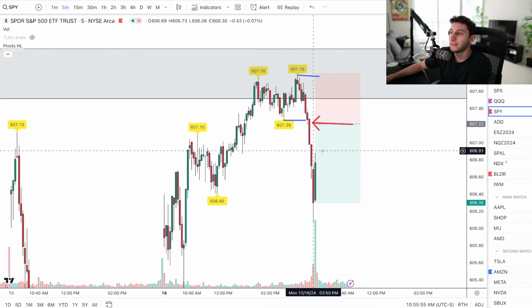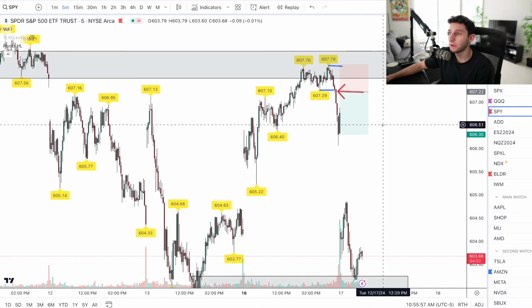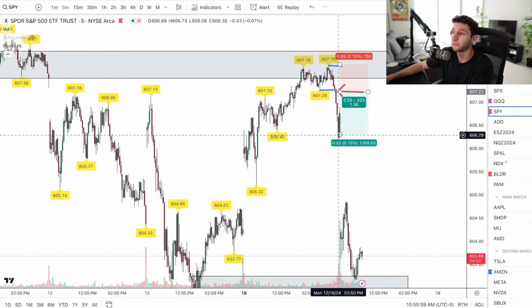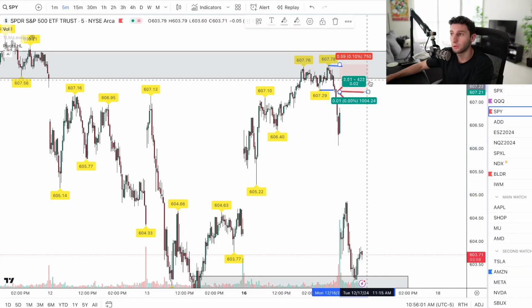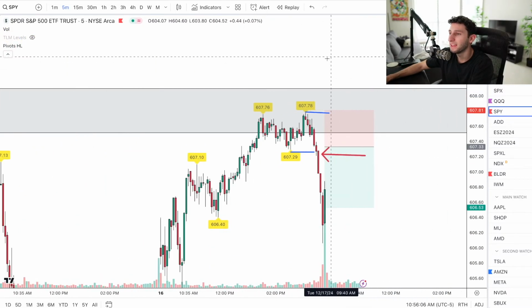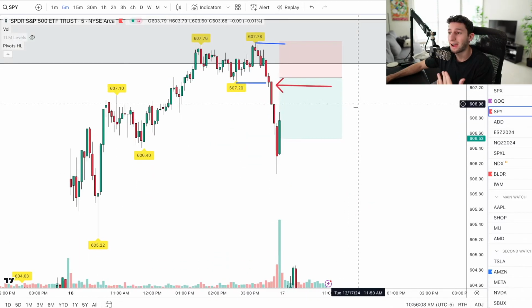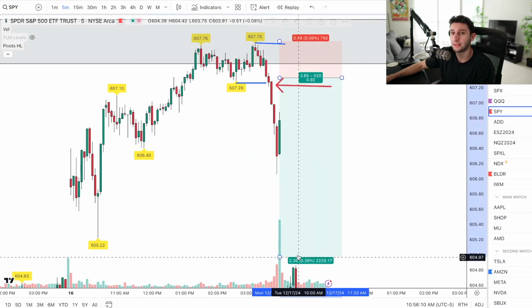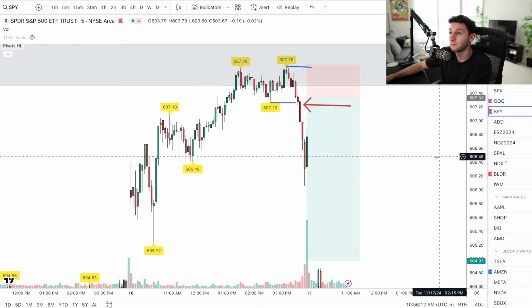All right. Then what we can still do at this point is target the higher time frame targets down low, right? We're using a lower time frame stop loss and a higher time frame target. That's how you get these crazy risk rewards and make a ton of money doing this.